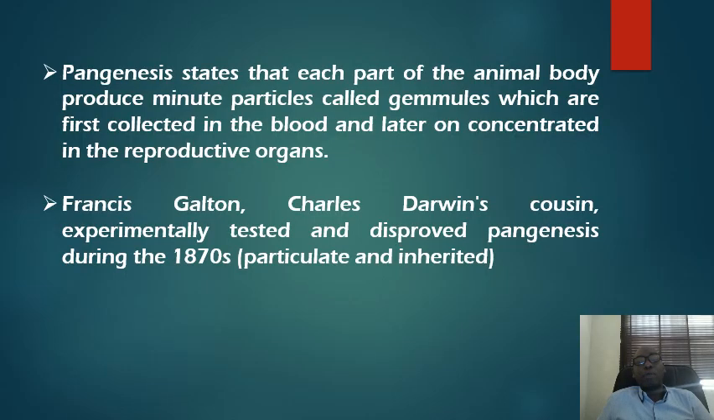Pangenesis holds that each part of the animal body produces minute particles called gemmules, which are first collected in the blood and later concentrated in the reproductive organs. But this was disproved by Francis Galton, Charles Darwin's cousin.